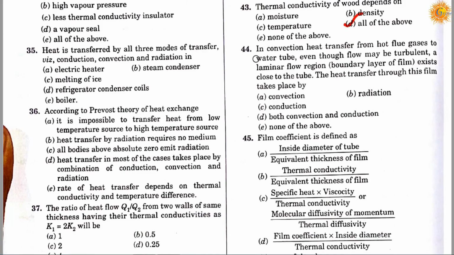Question number 44. In convection, heat transfer from hot fuel gases to water tube, even though flow may be turbulent, a laminar flow region boundary layer of film exists close to the tube. The heat transfer through this film takes place by option A, convection. Option B is radiation. Option C is conduction. Option D is both convection and conduction. And option E is none of the above. Correct answer is C, heat transfer through this film takes place by conduction.